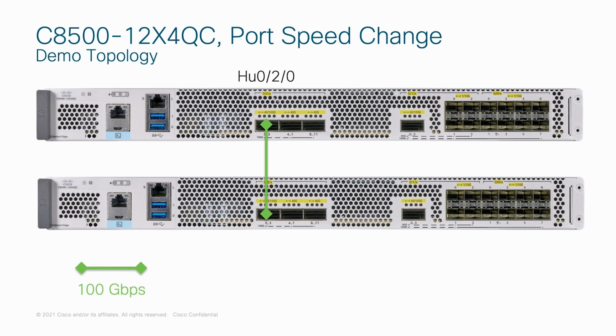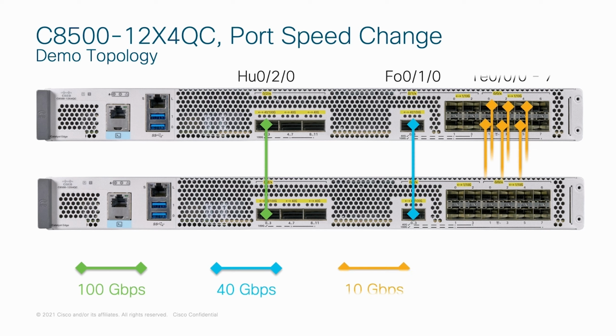I have done 100 gig connectivity back to back between two 8500-12X4QC platforms for the 0/2 port. I have 40 gig connected for 0/1/0, and we have a total of 6 interfaces connected, 0/0/0 to 0/0/5, in 10 gig port speeds using 10 gig SFPs, and we have the last two interfaces, 0/0/6 and 0/0/7, connected using 1 gig transceivers to see 1 gig speed variations. Let's look at the demo quickly.